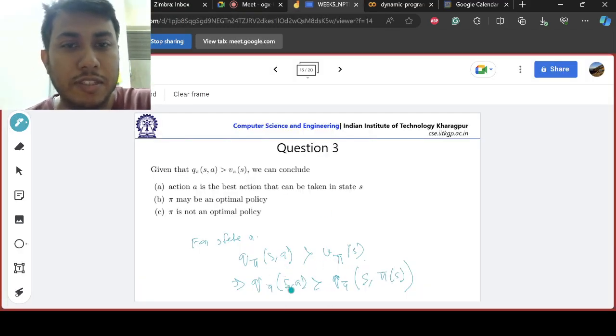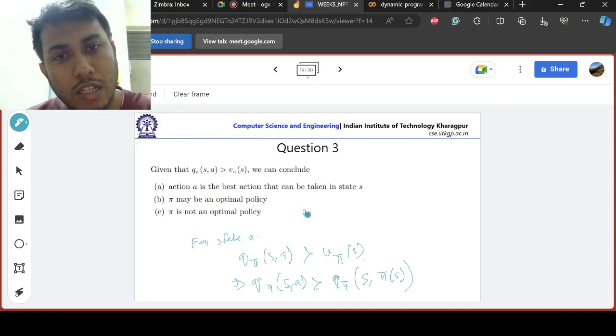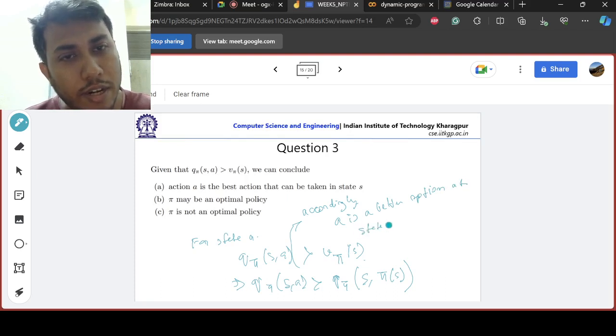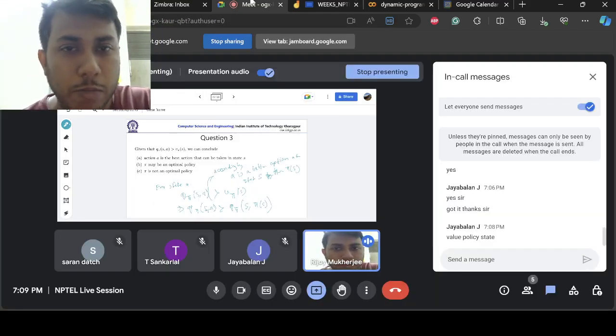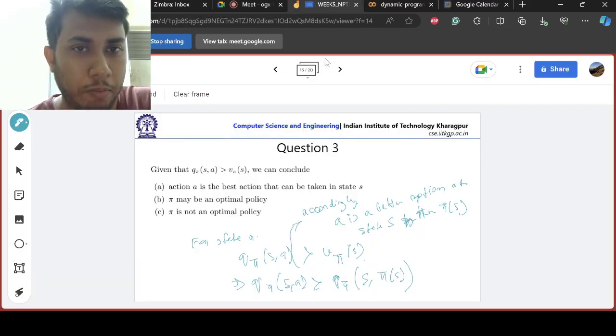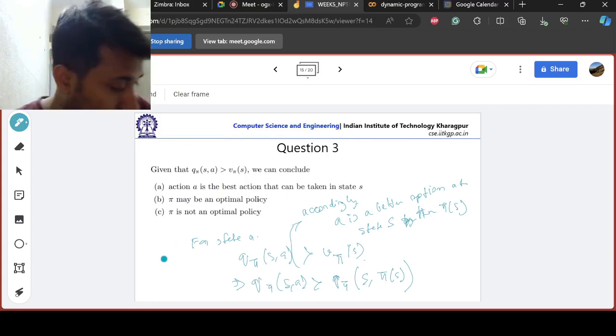So what this is saying is that accordingly we can conclude that A is a better option at state S than pi of S. So that means pi is not optimal. You can get a more optimal value than pi, a better value function than pi. So the correct answer is option C.